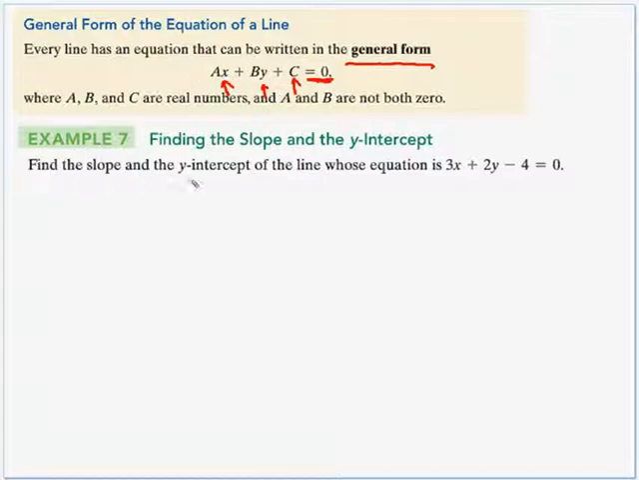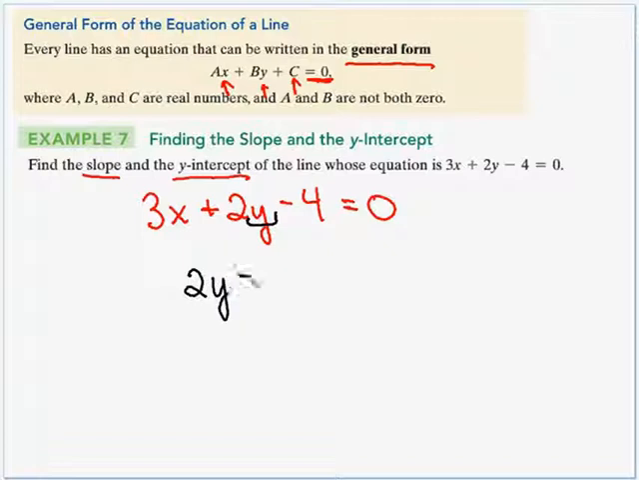So in example 7, find the slope and the y-intercept of this line. I'm just going to copy it here. 3x plus 2y minus 4 equals 0. Well, when it says find the slope and the y-intercept, the easiest way to do that is put it into slope-intercept form. So we're going to solve to get y alone. So the first thing I want to do is add 4 to each side and subtract 3x. So I'm going to subtract 3x from the right, and I'm going to add 4. And last step, divide by 2, and don't forget to divide every term by 2.